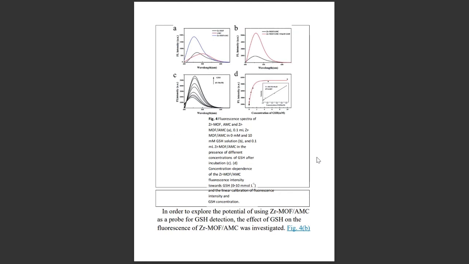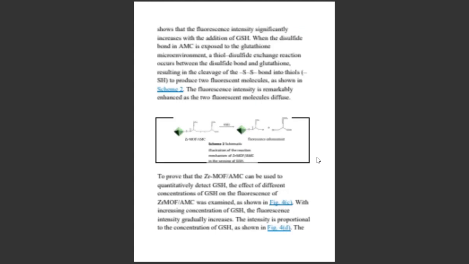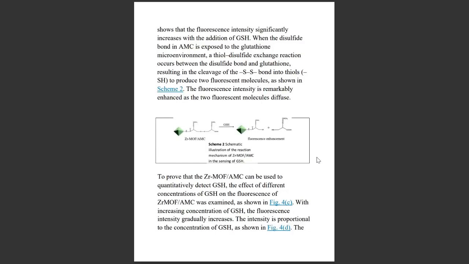Now, explore the potential of using the MOF as a probe for GSH detection. The effect of GSH on the fluorescence of ZrMOF-AMC was investigated. Results show that fluorescence intensity significantly increased with the addition of GSH. The disulfide bond in AMC is exposed to the glutathione microenvironment, and a thiol-disulfide exchange reaction occurs between the disulfide and glutathione, resulting in the cleavage of the disulfide bond into thiols to produce two fluorescent molecules. The fluorescence intensity is remarkably enhanced as the two fluorescent molecules diffuse, proving that the ZrMOF-AMC can be used to quantitatively detect GSH. The effect of different concentrations of GSH on the fluorescence of ZrMOF-AMC was examined.